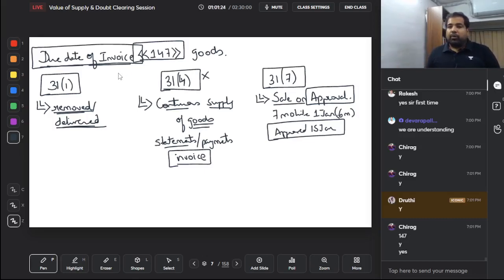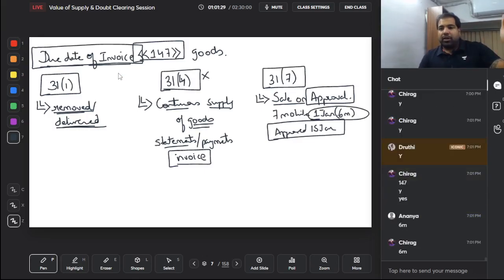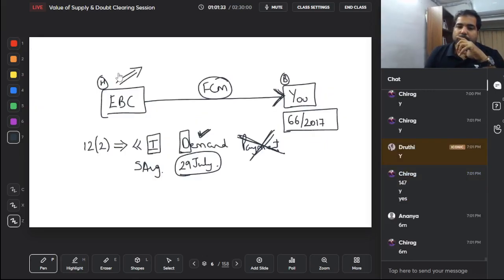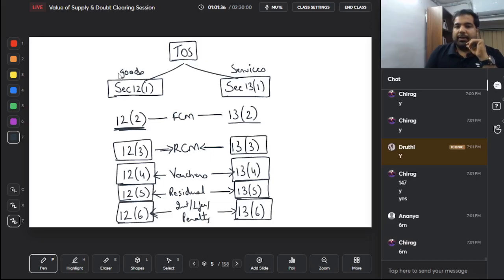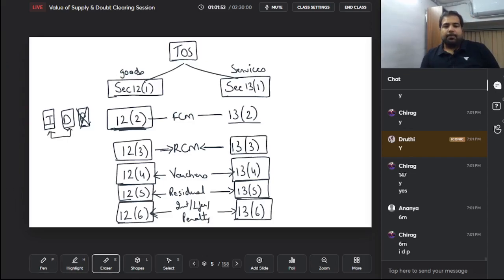But what if you don't approve only? Then they will wait maximum for 6 months, and if you don't approve, then on all the 7 mobile phones they will have to issue an invoice. That is due date of invoice. So I demand payment, invoice date or due date of invoice or payment date, but payment is to be ignored. So basically it's between these two. So that brings us to the last section, 13.2.